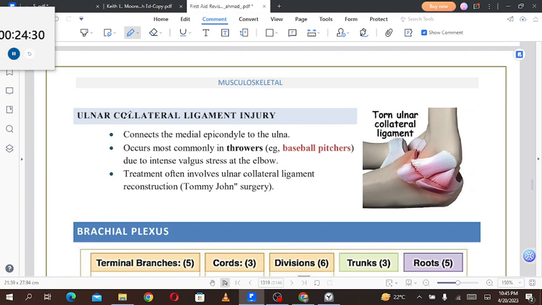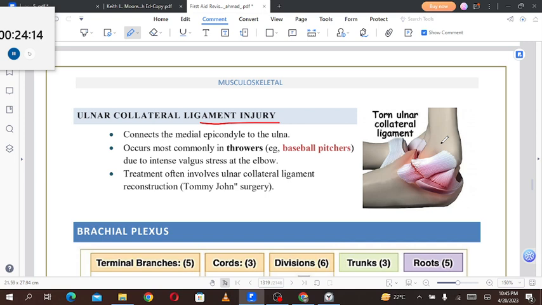Then we have ulnar collateral ligament injury. So we know that the ulna and radius are attached to the humerus, right? The ulna is articulating on the medial side, while the radius is articulating on the lateral side.